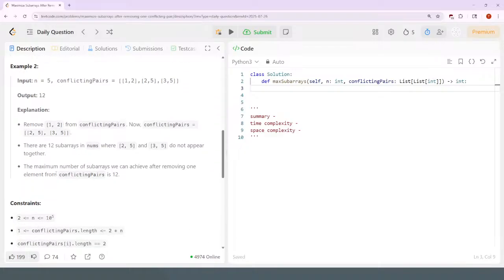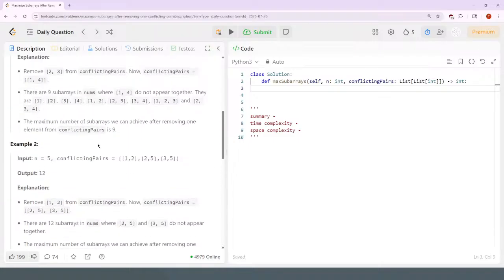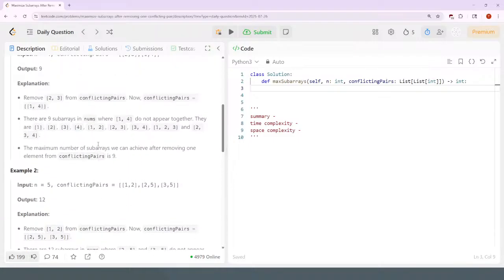Alright, so here n is 10 to the 5th, which means that you can't do an n squared algorithm. That'd be 10 to the 10th. But it's possible to do an n log n or a linear algorithm. Almost certainly this is going to be n log n. You're pretty sure you want to sort the conflicting pairs.